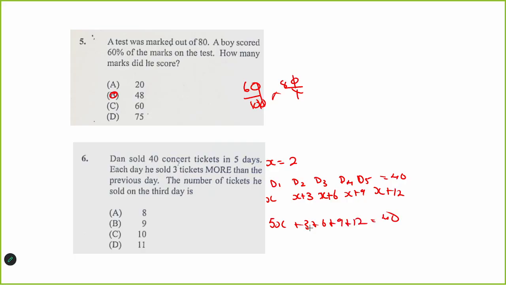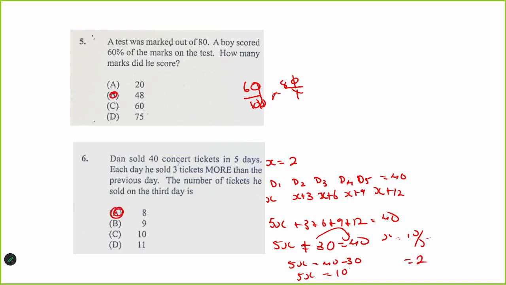Right? 3 and 6 is 9, 9 and 9 is 18, 18 and 12 is 30, so 5x plus 30 is equal to 40, so 5x is 40 minus 30, because I carry this across. 5x is equal to 10. Divide by 5, so x would be 10 divided by 5, which is equal to 2. Because x is 2 and day 3 is x plus 6, that's how we get 2 plus 6, which is 8. Right, and that is the end of May, June 2021.